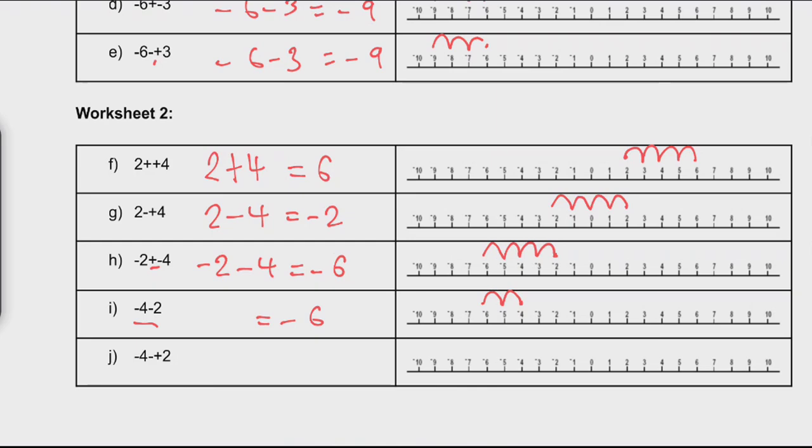Okay. And then finally, we have -4 minus plus 2. So here, unlike above, you can see that there are two operators touching, a minus and a plus, which become a minus. So we can rewrite this as -4 minus 2. So if we start on -4 and we go left 2 places, 1, 2, we end up at -6.